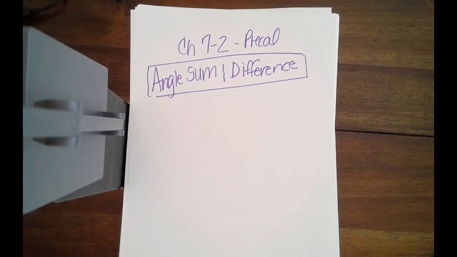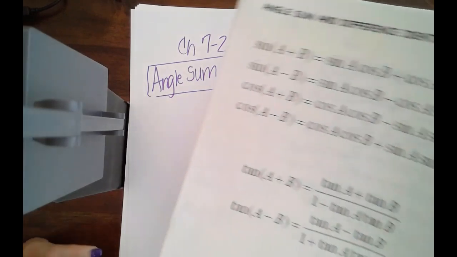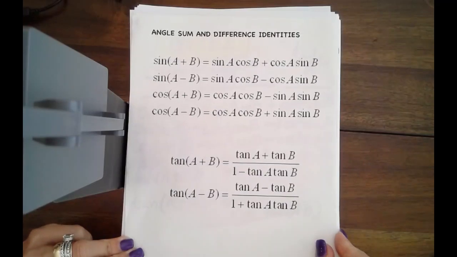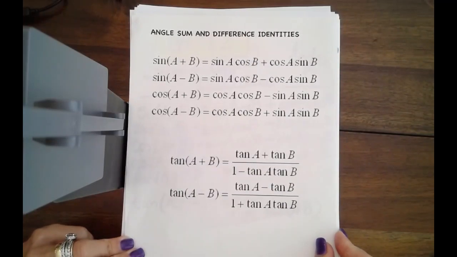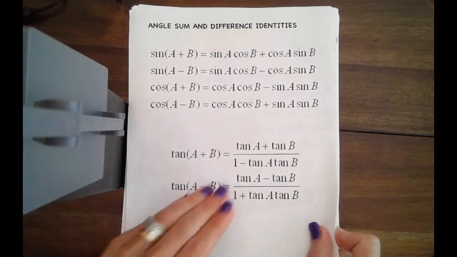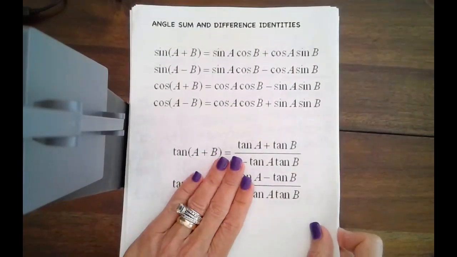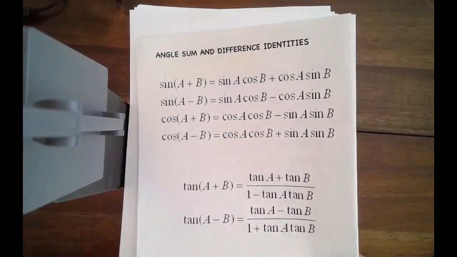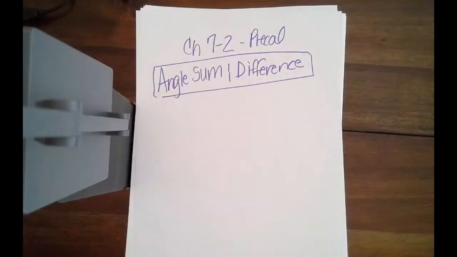All right, Chapter 7-2 pre-cal. Angle, sum, and difference identities. Okay, I posted this nice formula sheet already on the wall, or as an assignment maybe even. This is what you're going to use. This is going to be your right hand crutch while we get through these, all right? And after you do enough of these, trust me, you'll memorize the patterns.